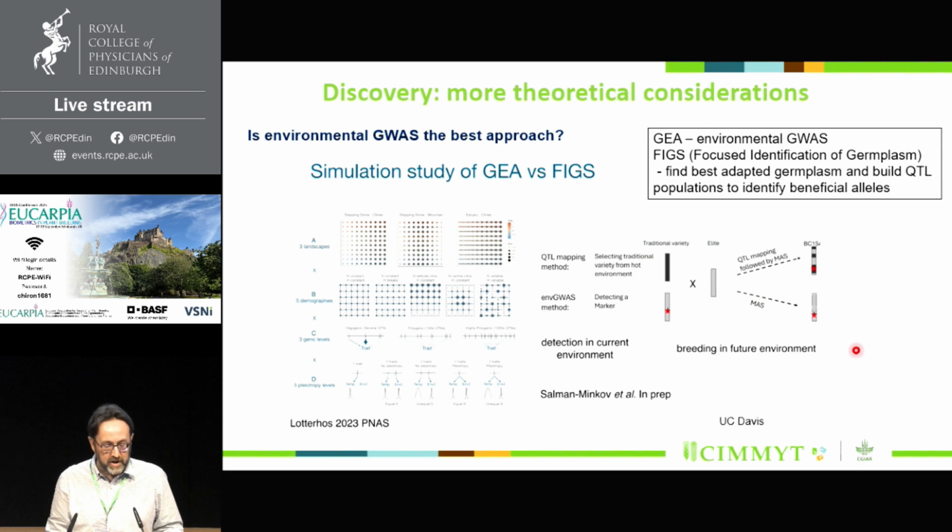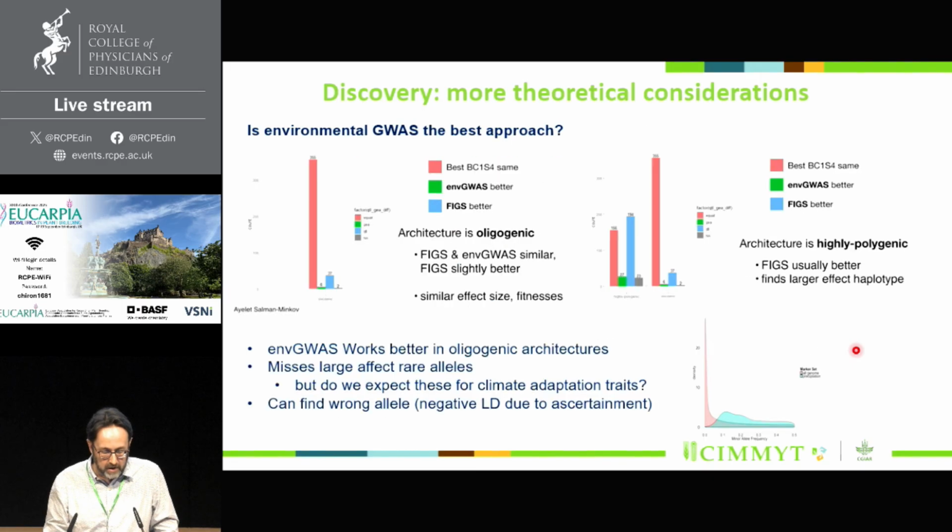we can see, is this environmental GWAS the best approach, or is it better to find the best adapted germplasm, do QTL mapping populations with that, and then identify beneficial alleles in a two-step process or one-step? I'm going to cut through that a bit, but basically, the more polygenic the architecture of your trait, there's a tendency for crossing into QTL, crossing and doing QTL analysis and then using that information to be more effective. More times than not, it's like a draw with the environmental GWAS. So we are exploring ways in which we can also use methods other than environmental GWAS.